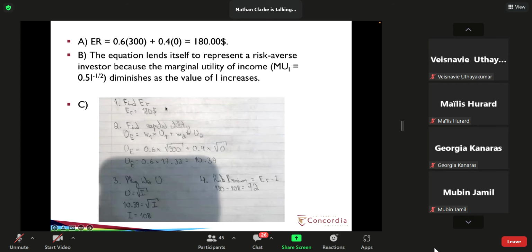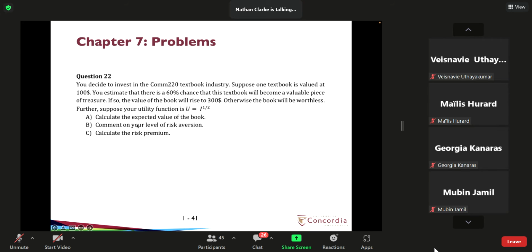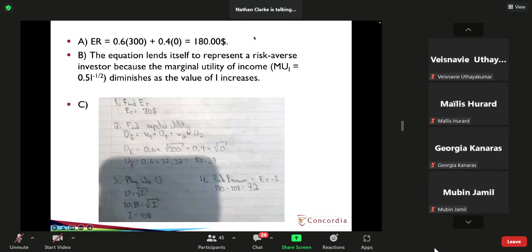Then we need to find the expected utility of return. It's very similar to part A, except now we're doing a weighted average of the utility. We take the income and plug it into a utility formula. Our utility formula is I to the 0.5, or square root of I. For the first part, we get 0.6 and square root of 300. For the second part, we get 0.4 and square root of 0. Then we do the basic calculations. You'll find that the expected utility is about 10.39. That's step 2.